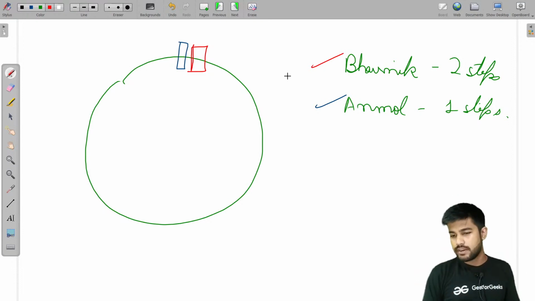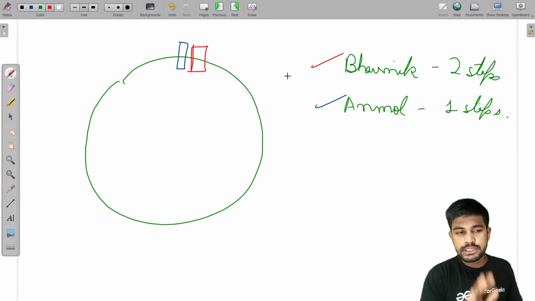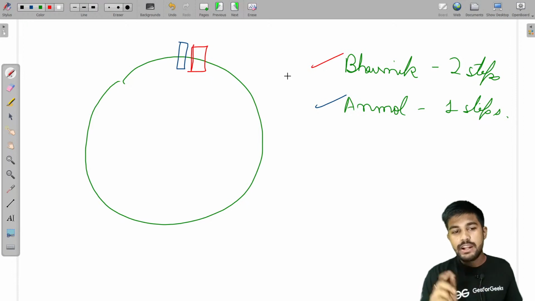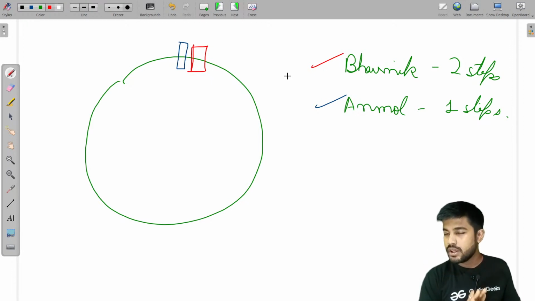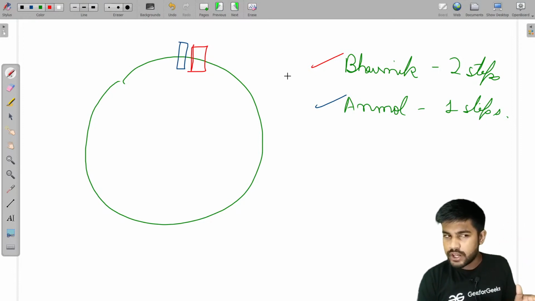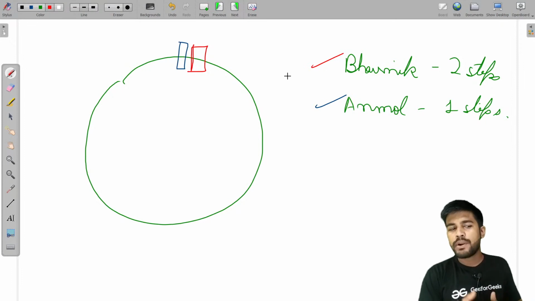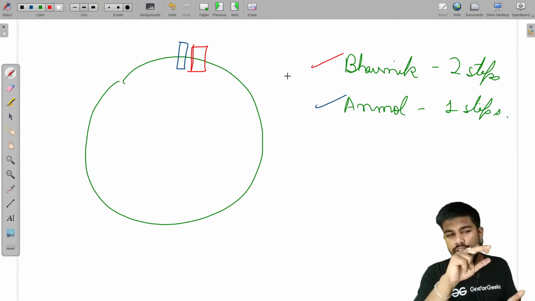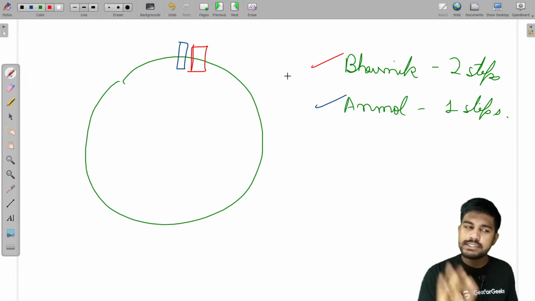This is a simple thing. Suppose they are both made to run on a circular track and Bhaumik has double the speed of Anmol. After a certain number of rounds, we are not concerned about the number of rounds because that depends upon the speed, the number of steps and the length of the steps. So don't you think after a certain number of rounds, Bhaumik would overtake Anmol? So that is the same thing.